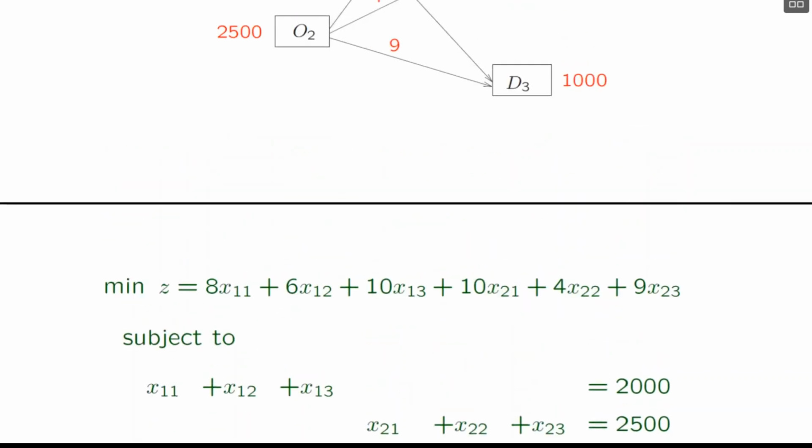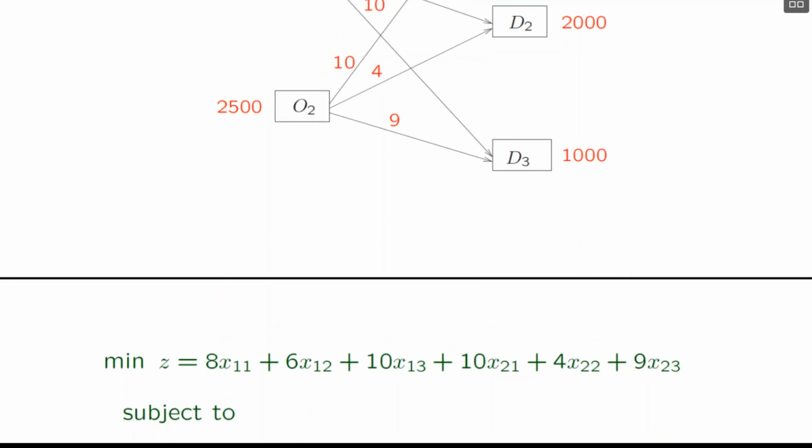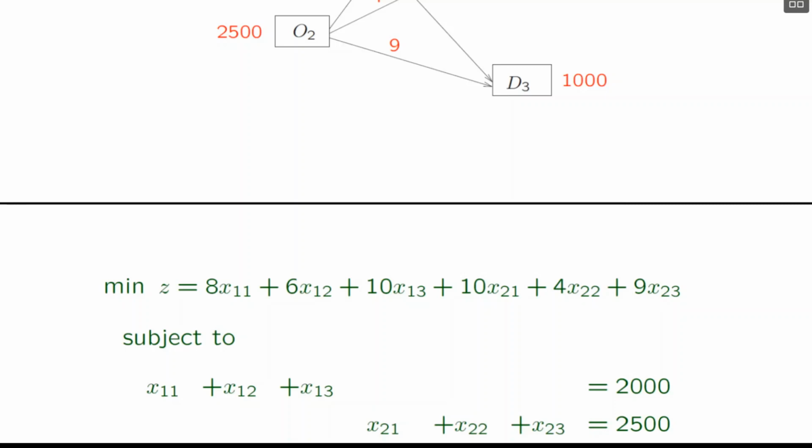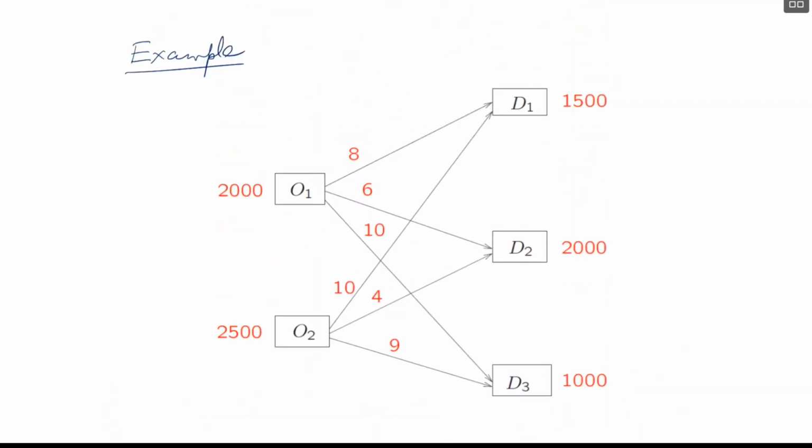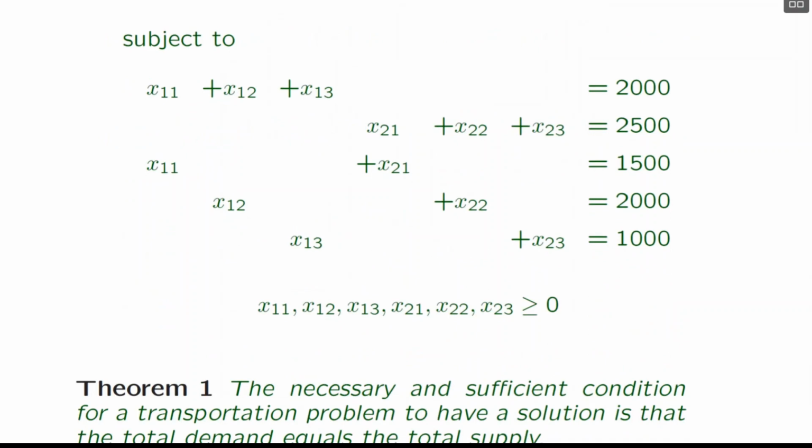And similarly, for the supplies available at the origin 2, we shall have x21 plus x22 plus x23 equal to 2500, and for the demands at the destinations D1, D2, D3, we will have the constraints x11 plus x21 will be equal to 1500, x12 plus x22 will be equal to 2000, and x13 plus x23 will be 1000, and each of the variables x11, x12, x13, x21, x22, x23 will be non-negative.